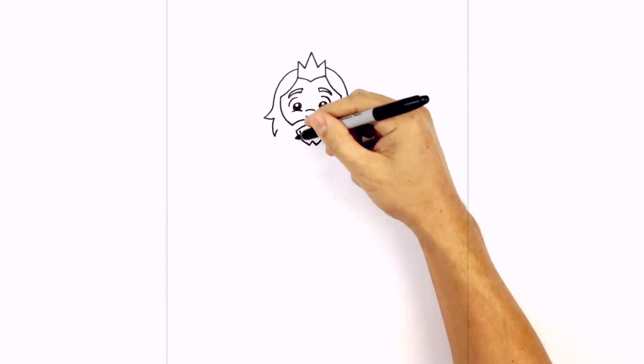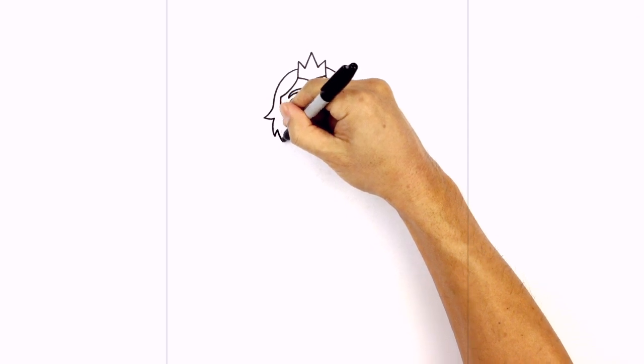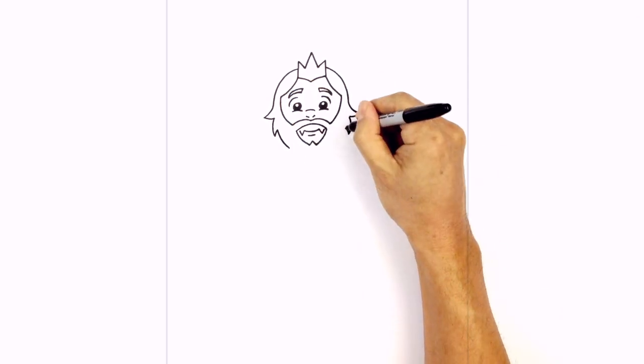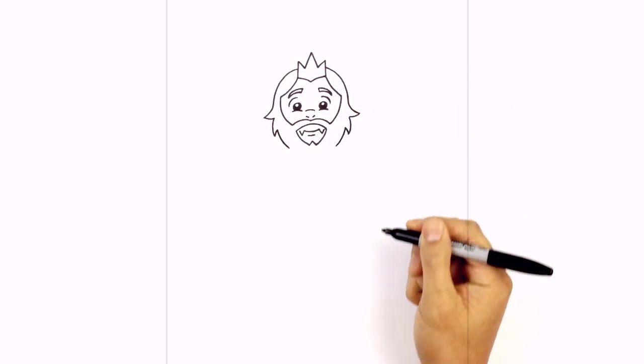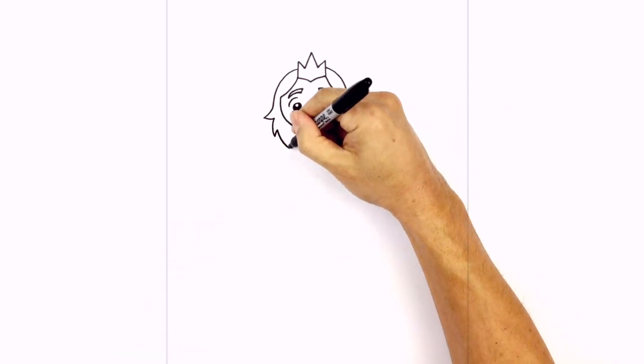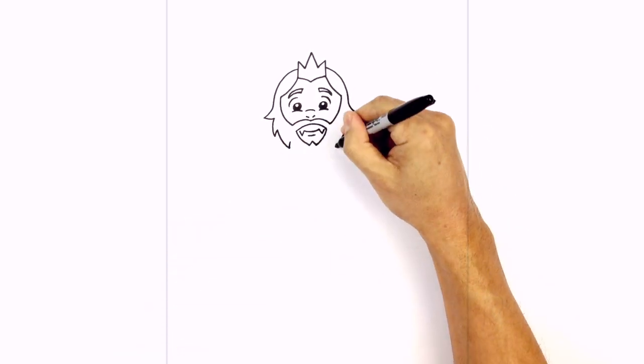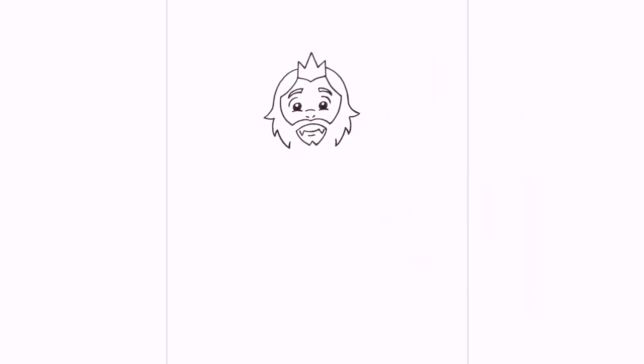Let's do another hair point here. So down here on the left, we'll curve down. On the right, we'll curve down. And then again, we're going to draw another point. So pulling that back up on the left, pulling it back up on the right.